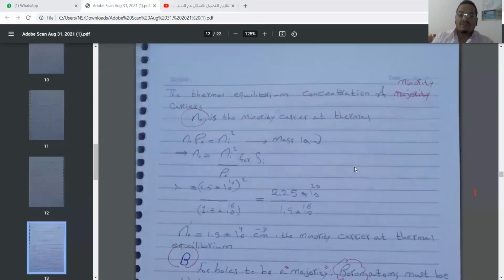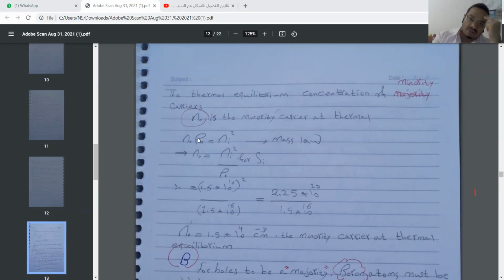Now let's talk about the thermal equilibrium concentration of the minority. We calculated the thermal equilibrium concentration of the majority by using P naught equals the acceptor concentration at the valence band minus the donor concentration at the conduction band. Now let's calculate the minority at thermal equilibrium, and this minority will be N naught because we're dealing with P-type. Here, by using the mass law, N naught P naught equals the intrinsic carrier concentration squared.